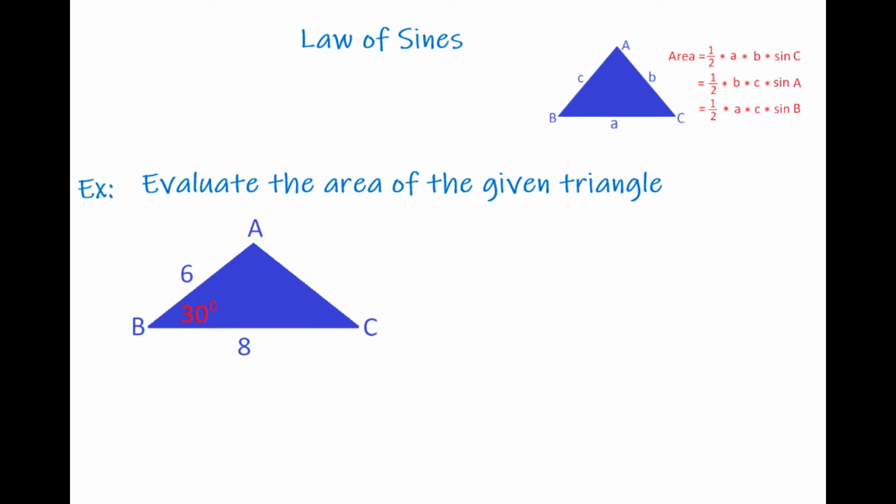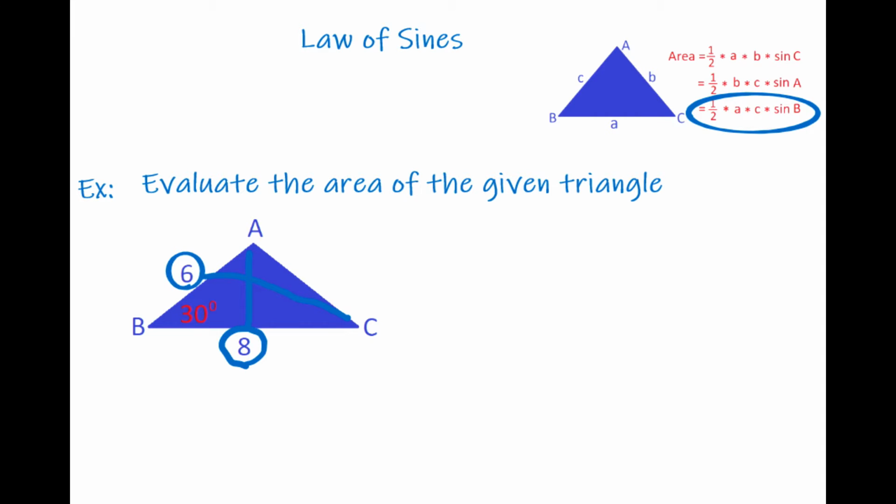And we have an example, and in the example it says evaluate the area of the given triangle. And in our triangle, the length c is given as 6. Why? Because it is the opposite side of angle C. And length a is given as 8. Why? Because this is at the opposite side of angle A. And angle B is given as 30. So we have c times a times angle B, right? Which is actually the third formula that we have here.